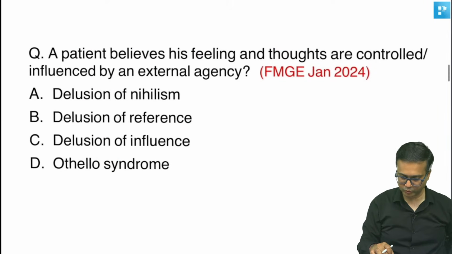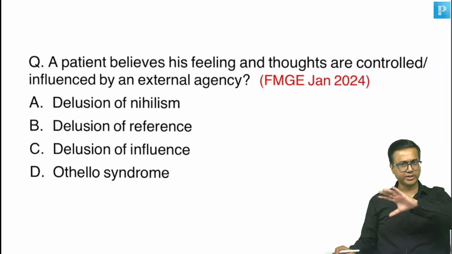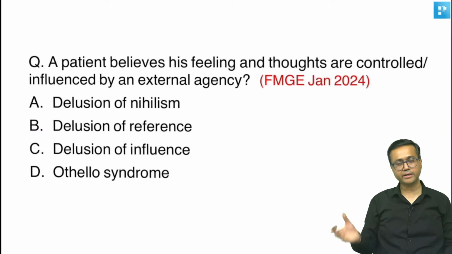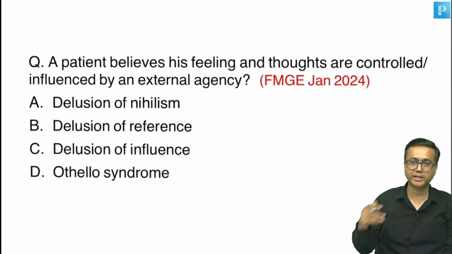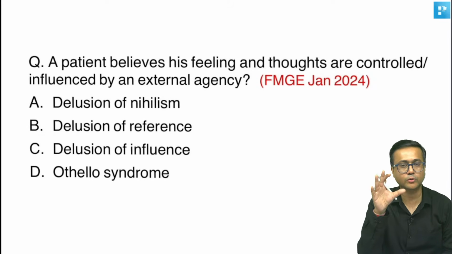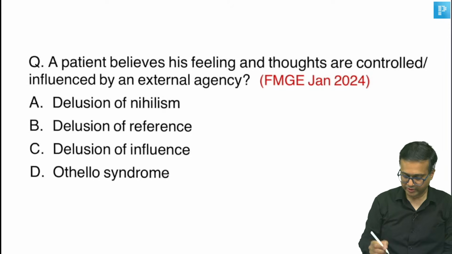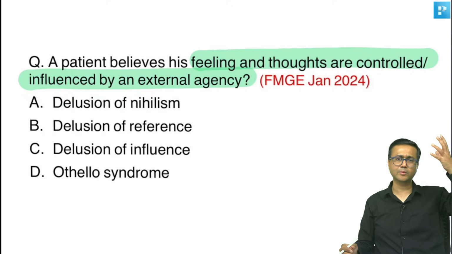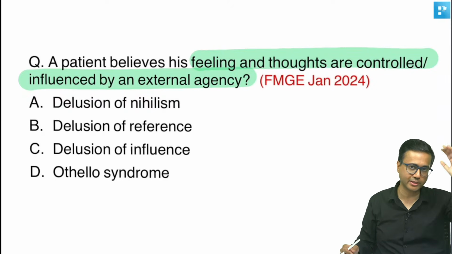Let's see one more question, beta. Please see this question. Just read this question, don't read the options, and try to answer the question, beta. Then read the question and options. Beta, sometimes again in psychiatry you will see they may give you new terms. They may give you newer questions, but if you see the question and the options, I'm sure you can answer this question. A patient believes his feelings and thoughts are controlled or influenced by an external agency. So you may be thinking about some thought alienation phenomena, but see the options.